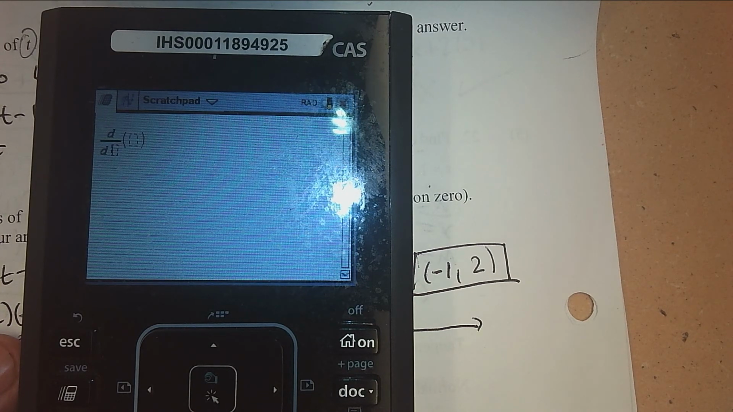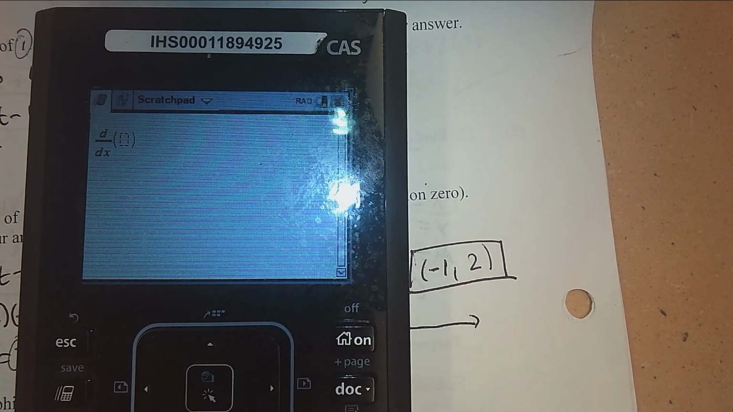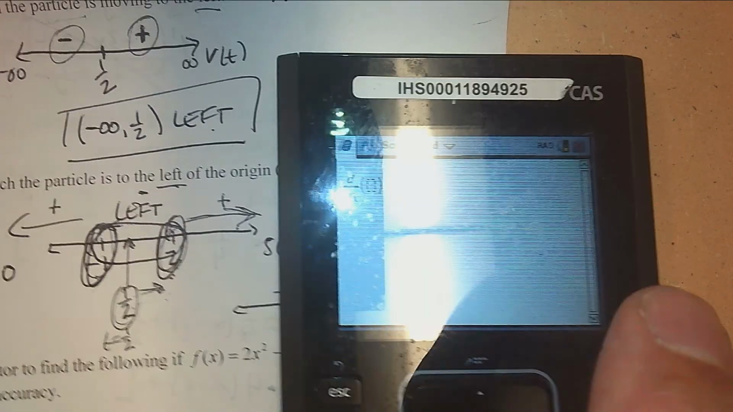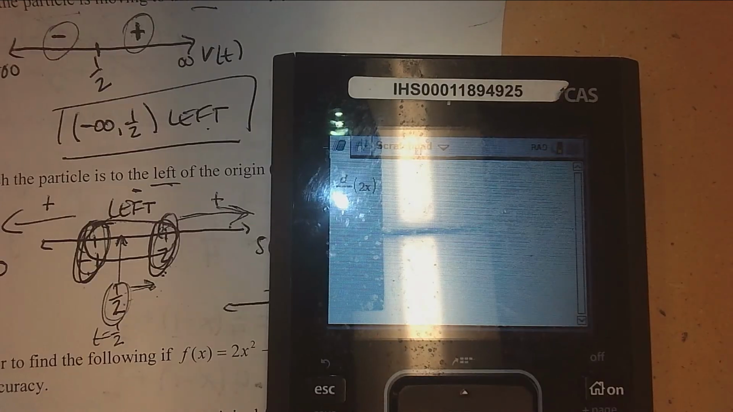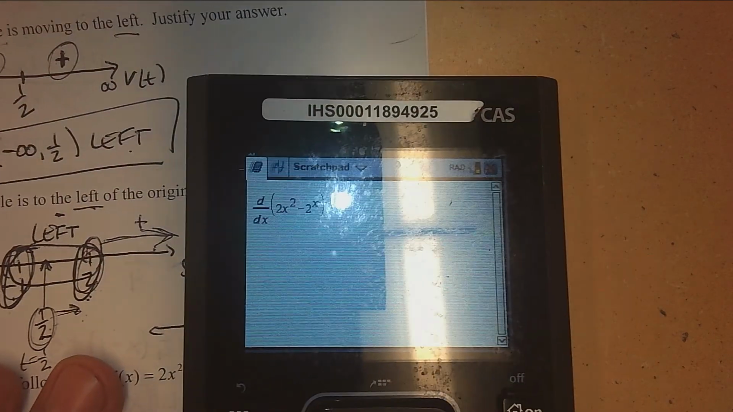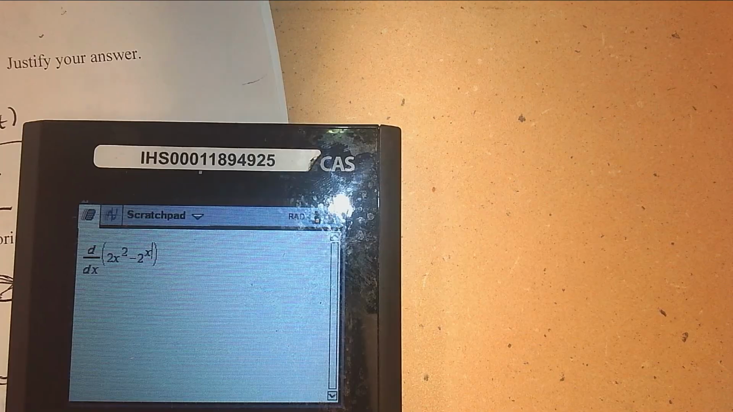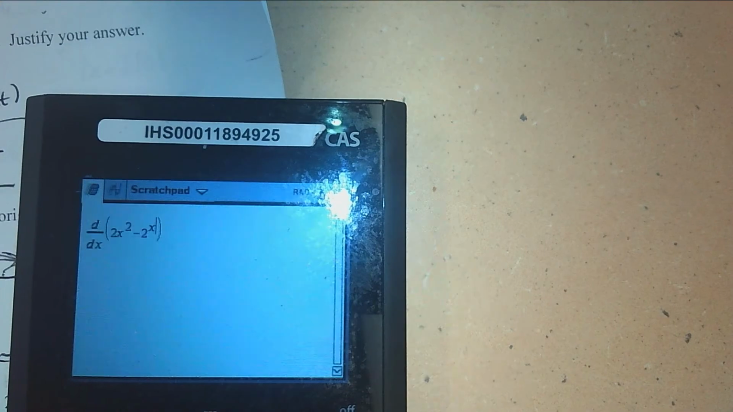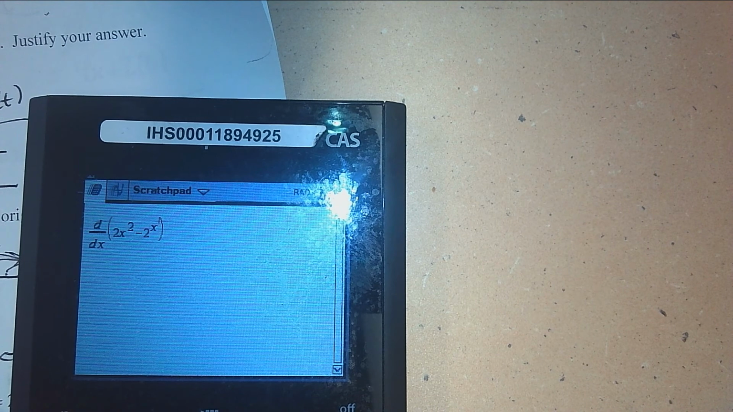So that's what pops up. We're taking the derivative with respect to x, and then we type in the equation, which is 2x squared subtract 2 to the exponent x. So take your time. Make sure you type it in correctly. Next, we're evaluating this at a number. We have a button to evaluate it and not just take the derivative.